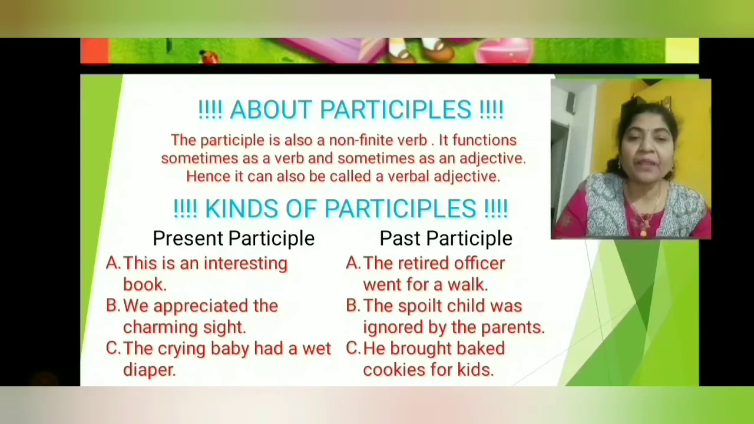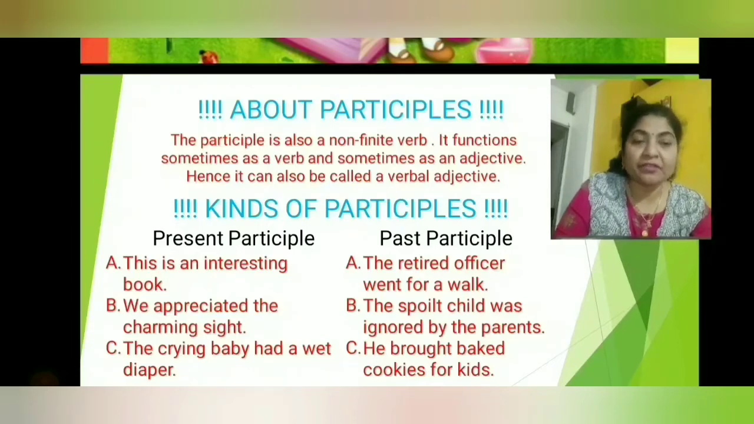The crying baby had a wet diaper. The crying baby. How is the baby? Crying baby. "Baby" is the noun here, and "crying" is qualifying the baby, and that's why it is an adjective. Now a past participle: the retired officer went for a walk.